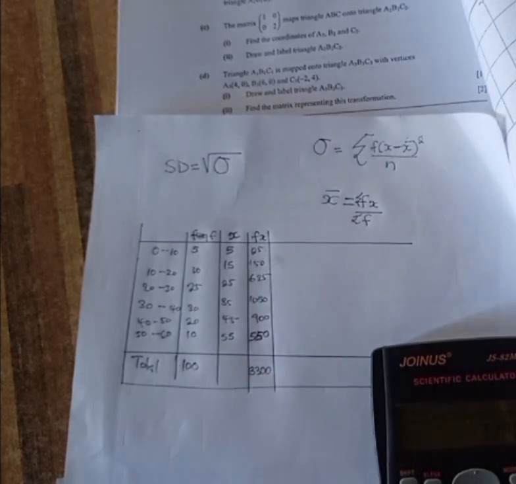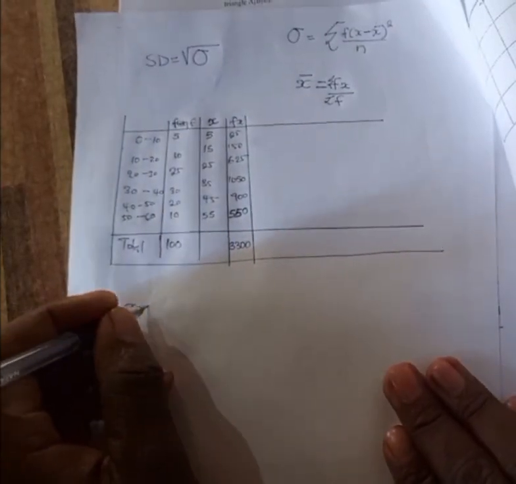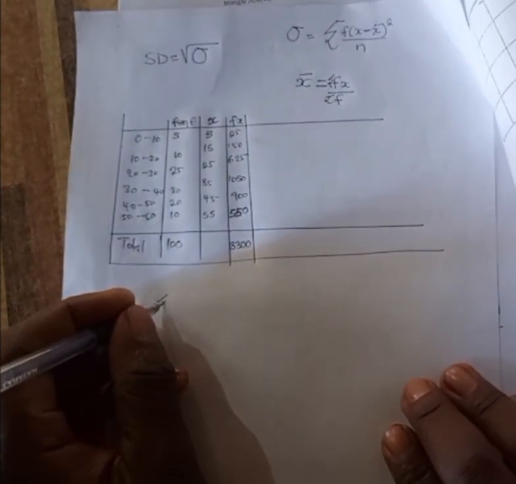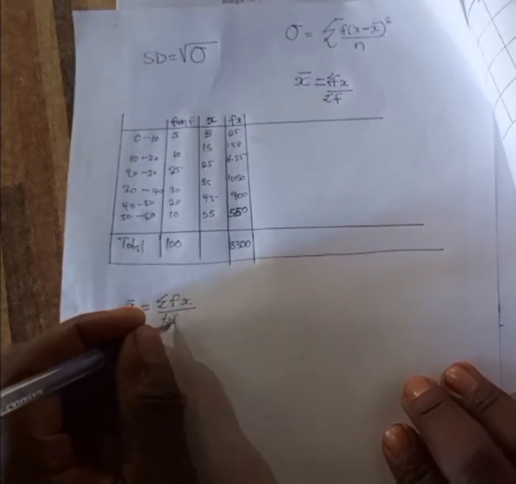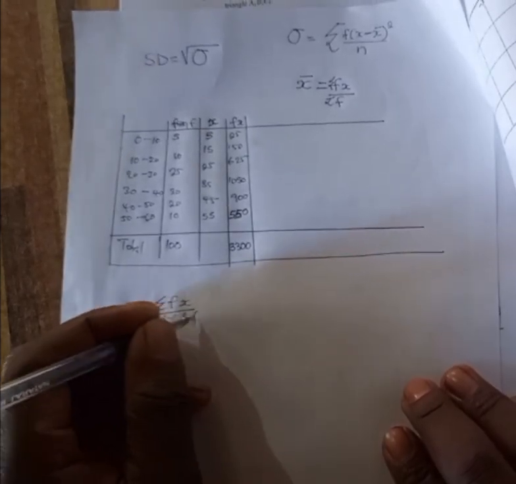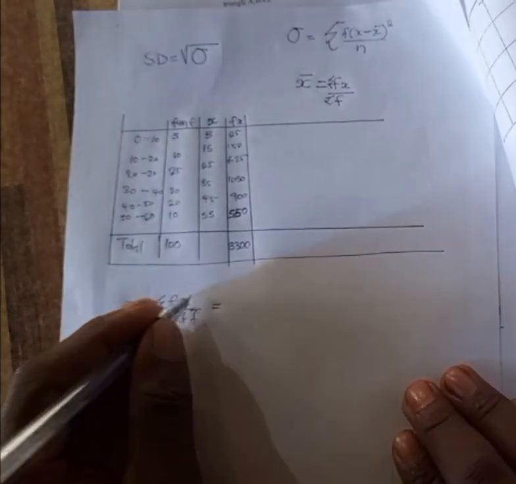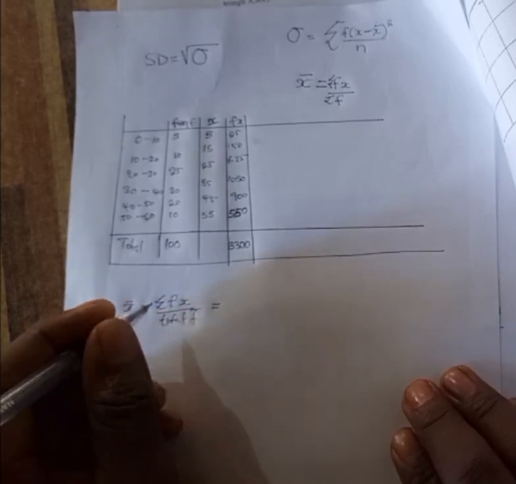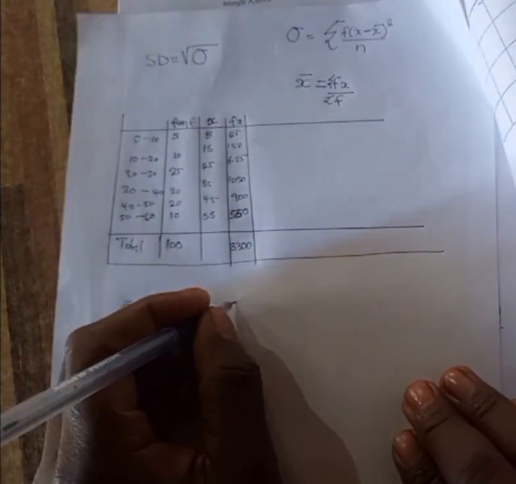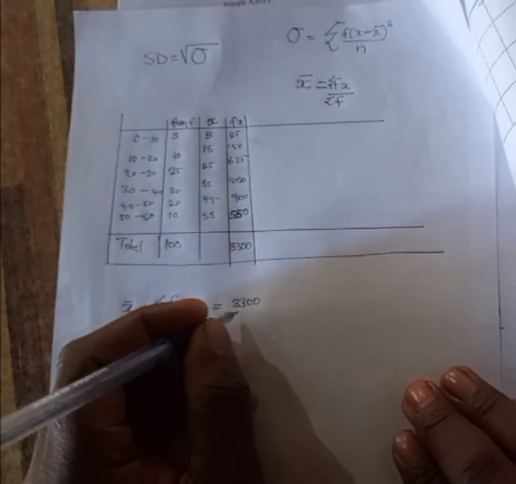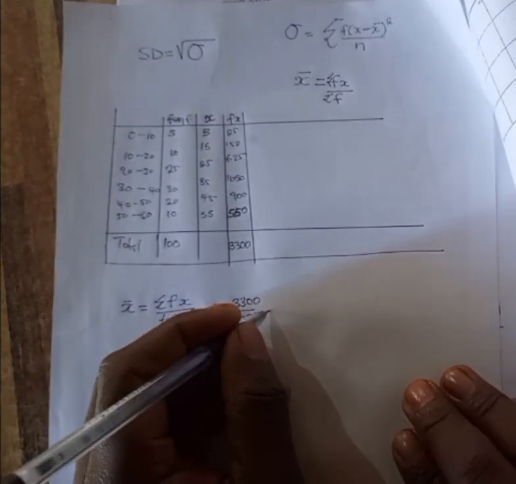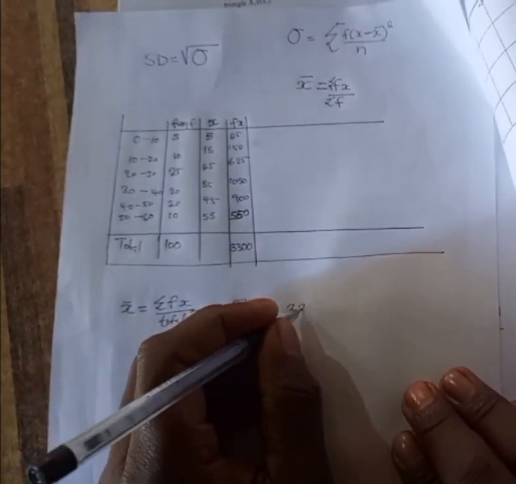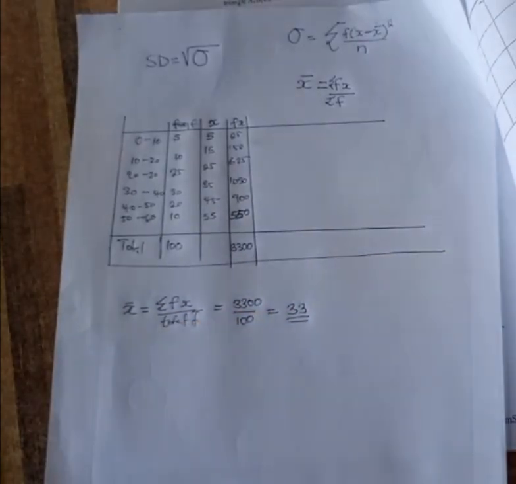So, having done this, we will be able to find the mean. What is the mean? The mean is equal to the summation of fx over the total frequency. What is the summation? Meaning what is the product of fx if we add everything here? So we are getting 3,300, then divided by the total frequency, which is 100. You do this. So the answer we are getting is 33. So 33 is the mean.